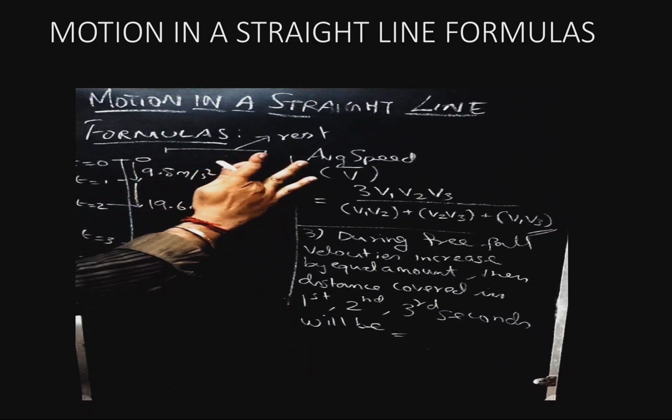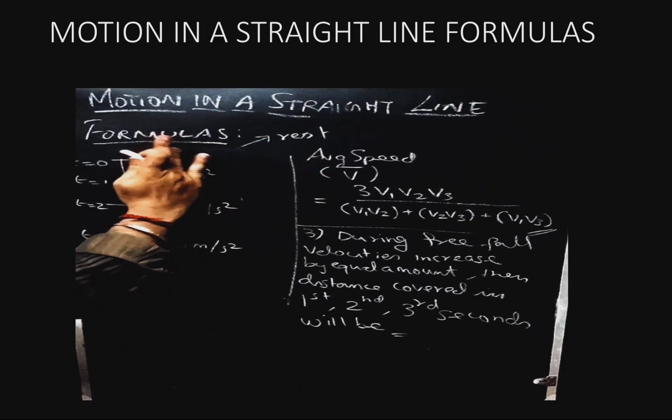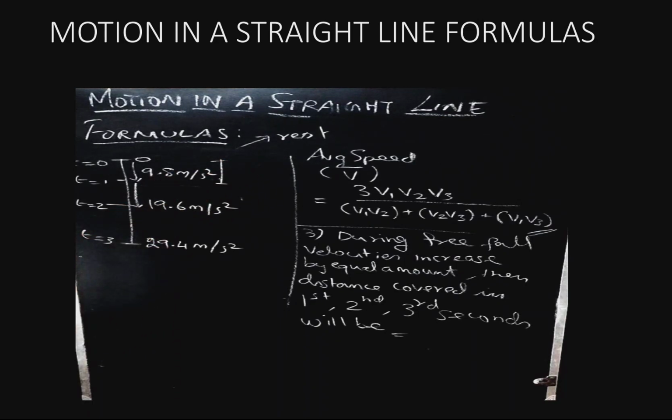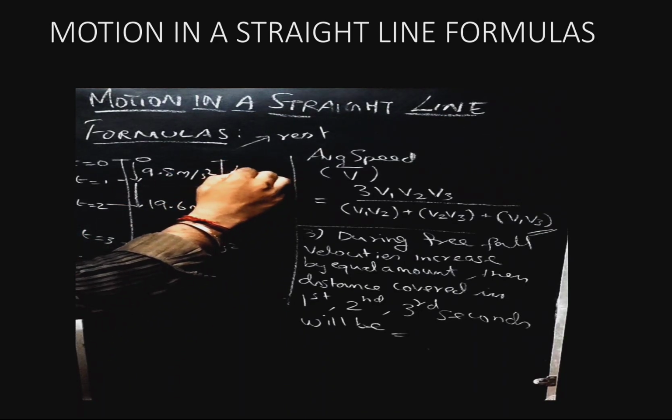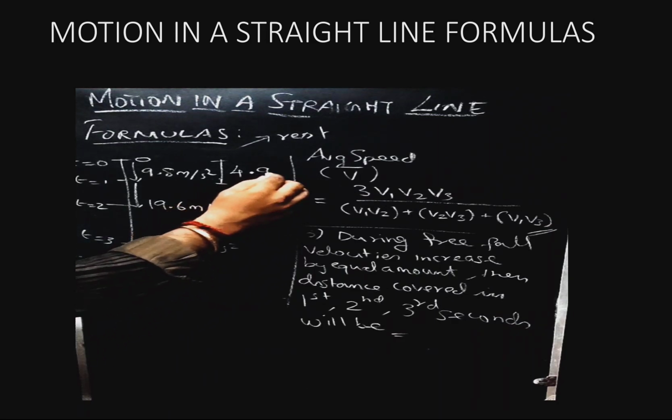So that is why the formulas and some of the ideas have been given. So these values you can keep in your mind. For the first second it is 9.8 meter per second squared. From first to second it is 19.6 meter per second squared. And from second to third it is 29.4 meter per second squared.